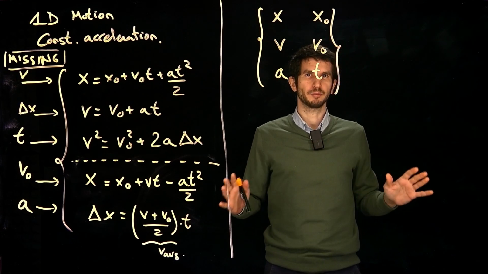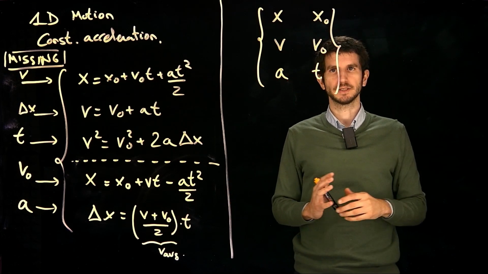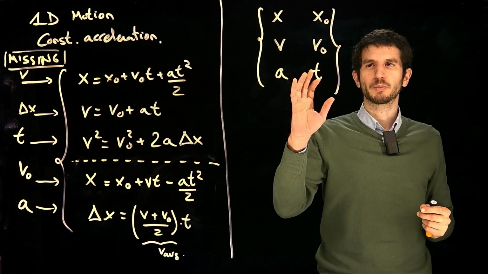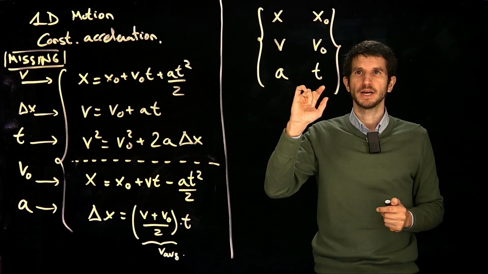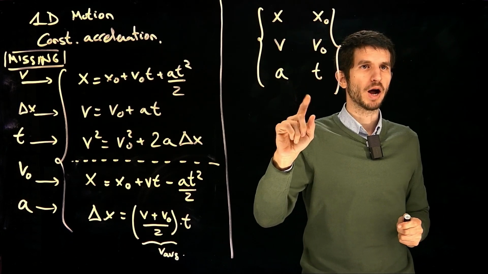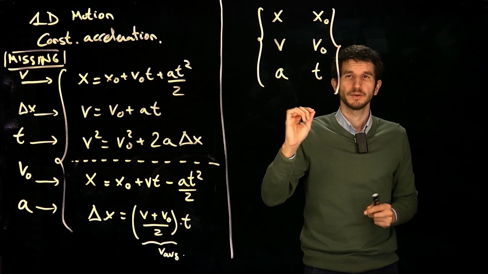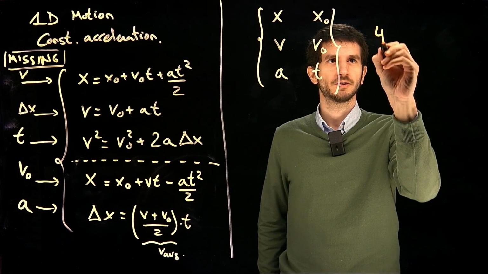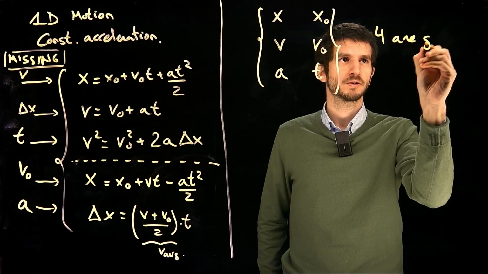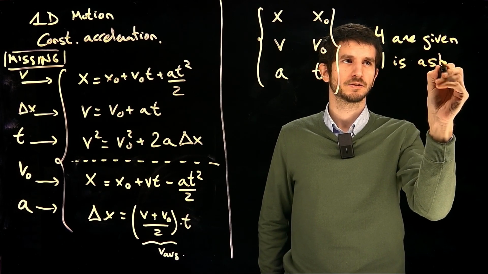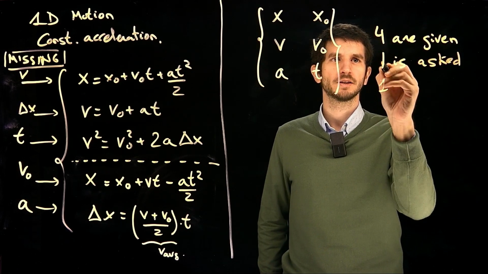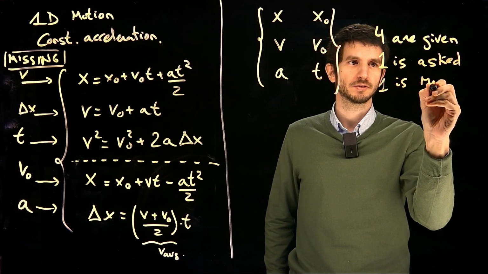Now the entire goal of any problem in kinematics is that the problem gives you 4 of these as a given. It is asking for a fifth one, which is the question of the problem. So let's say 4 are given, 1 is asked, and 1 is missing.